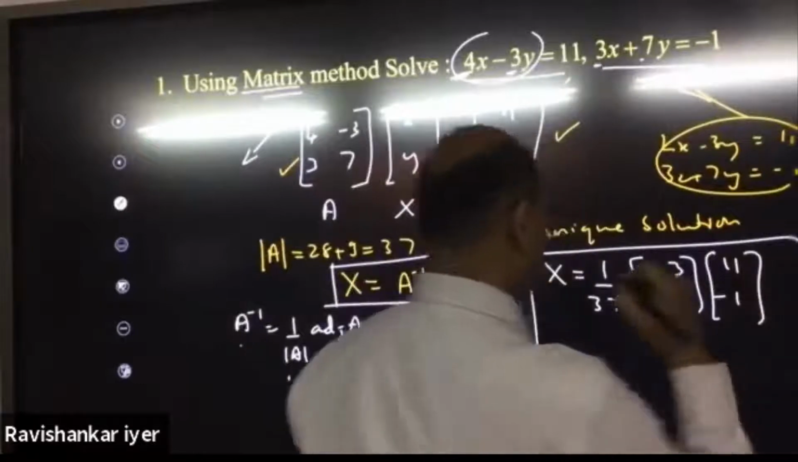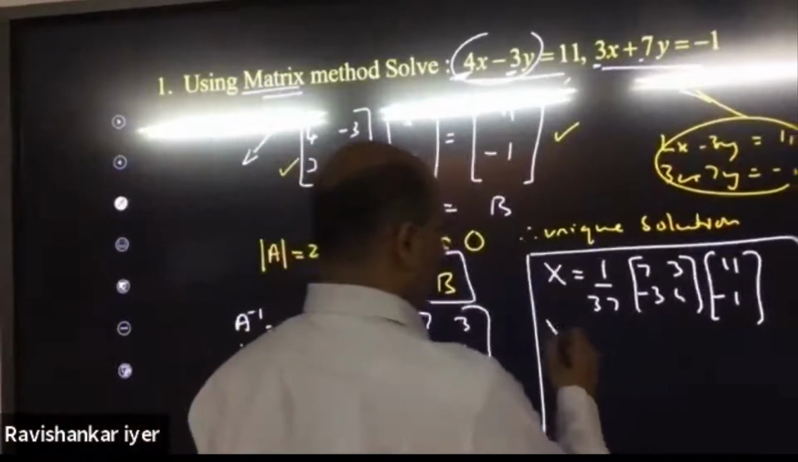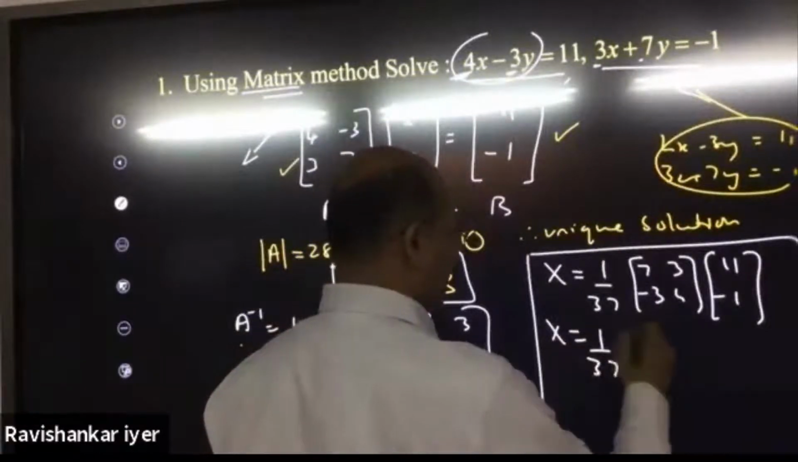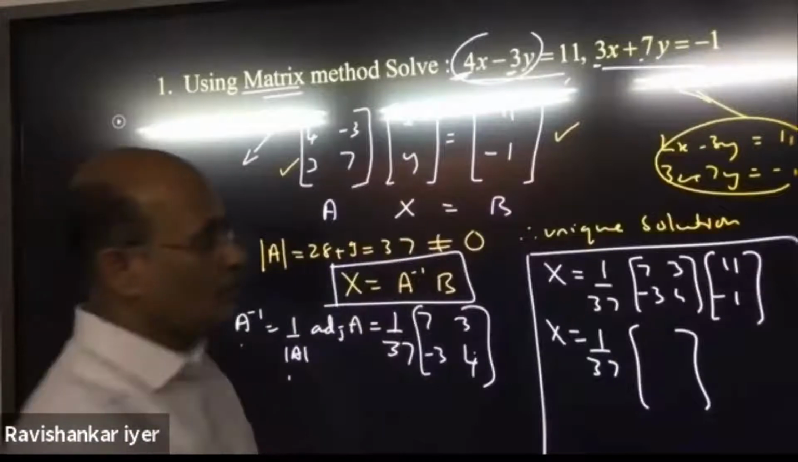11 and minus 1. Now solve it. That's all. So let us see now. So x will be equal to 1 by 37. Now let us see what happens. So look at the pattern here.